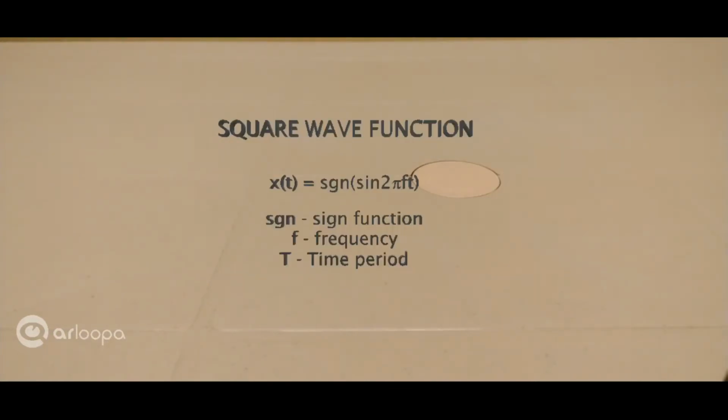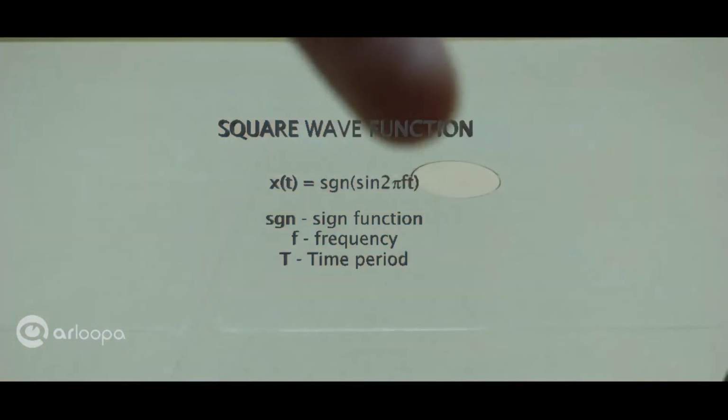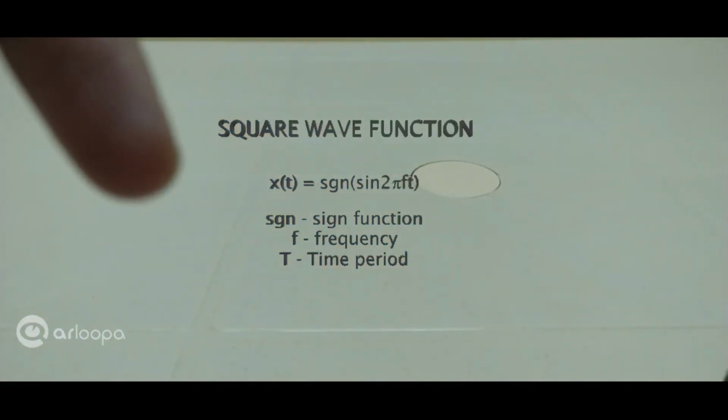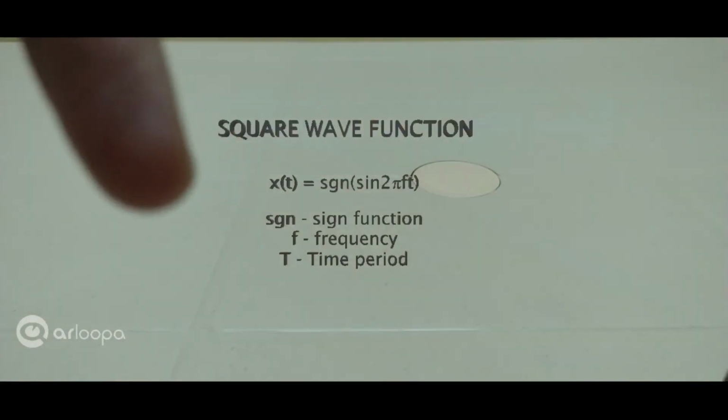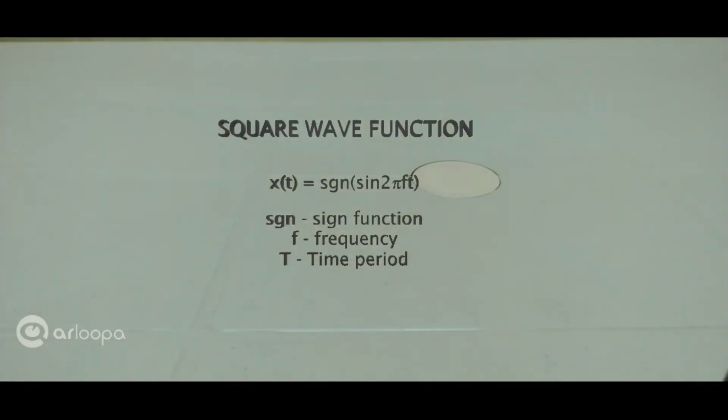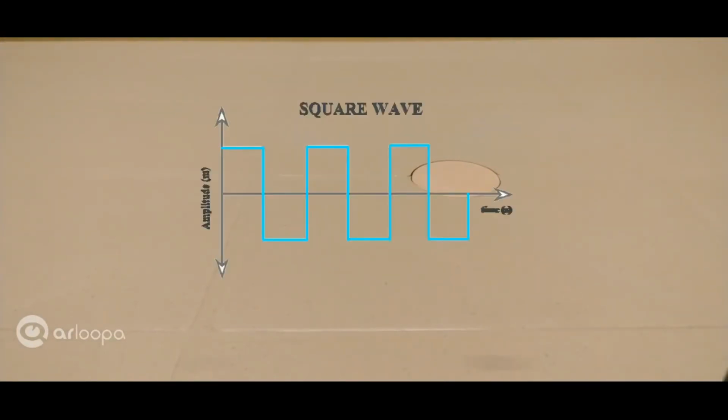A square wave is defined using the sine function of a sinusoid. So this is the sine function, and when the sine function is positive, the value is 1. When the sine function is negative, the value is -1, and the value of the function is 0 at the discontinuities of the transition. Now remember, a square wave is not a pure tone.